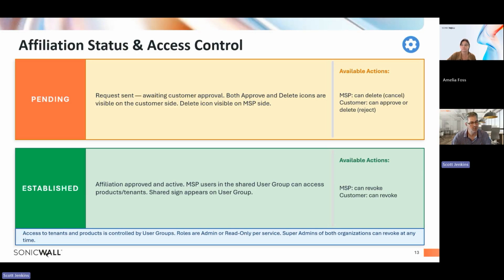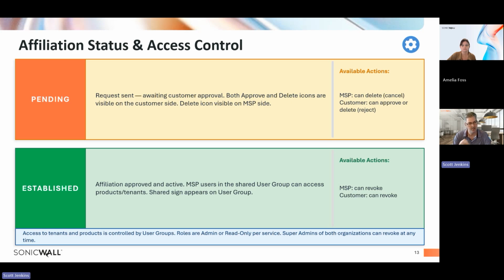We make the request, and the status is in the pending state. As soon as the other party accepts that affiliation, it is an established one, and either side can revoke that affiliation. The MSP can revoke it, and the customer can revoke it at any time.